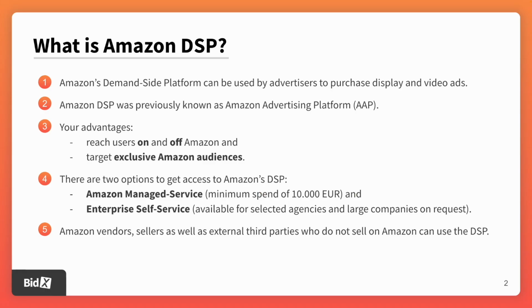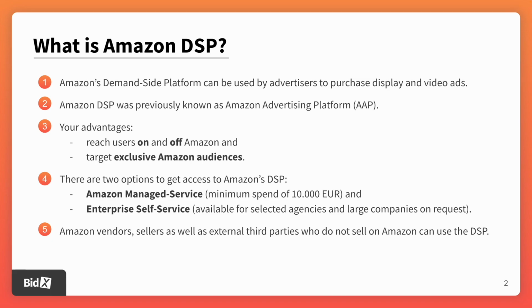For those of you who don't know what DSP is, DSP stands for Amazon's Demand Side Platform, which can be used by advertisers to purchase display and video ads. Some of you may know the DSP under the name Amazon Advertising Platform, since that was the previous name of it. Basically, your advantages with the Amazon DSP is that you can reach users on and off Amazon, and that you can target exclusive Amazon audiences.